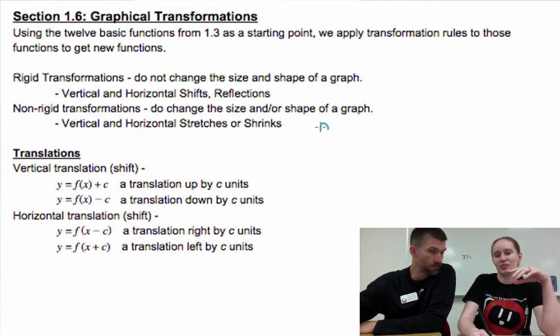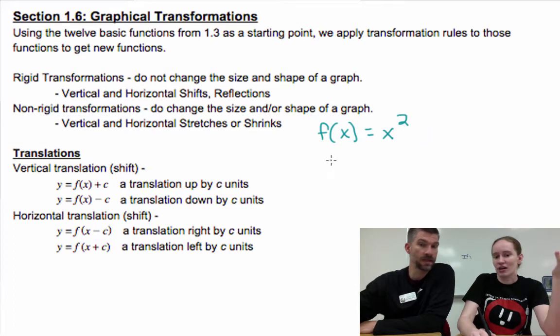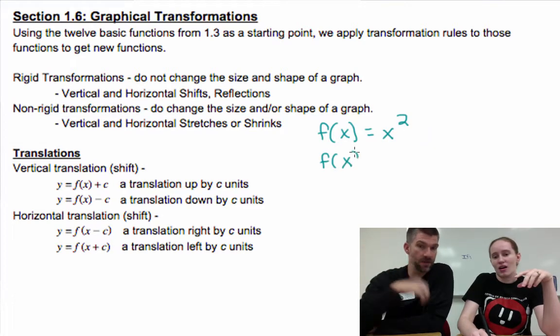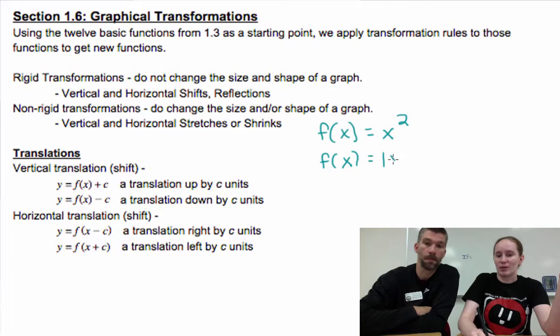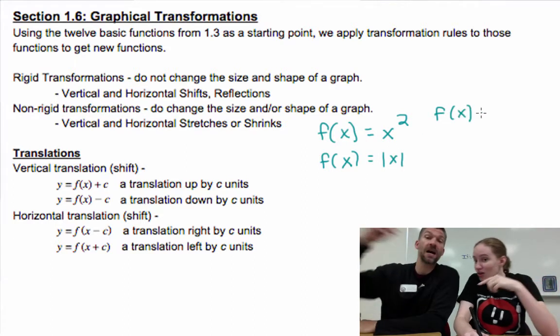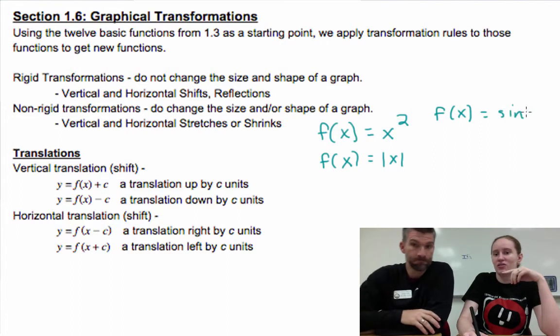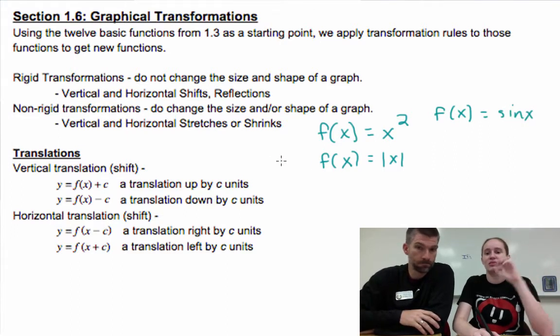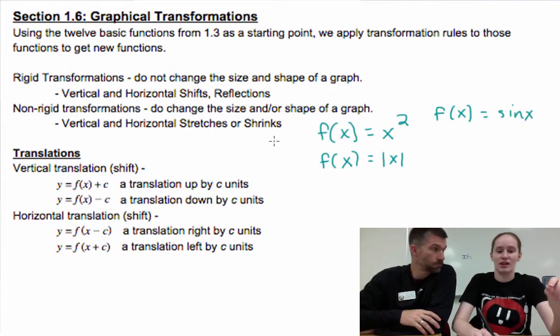So f of x can be things like x squared. That's the basic function right there. That's what f of x is. Our basic function could be absolute value of x. Or f of x could be sine x. Okay, this is what we're talking about when we say f of x. There's going to be some kind of actual function there.